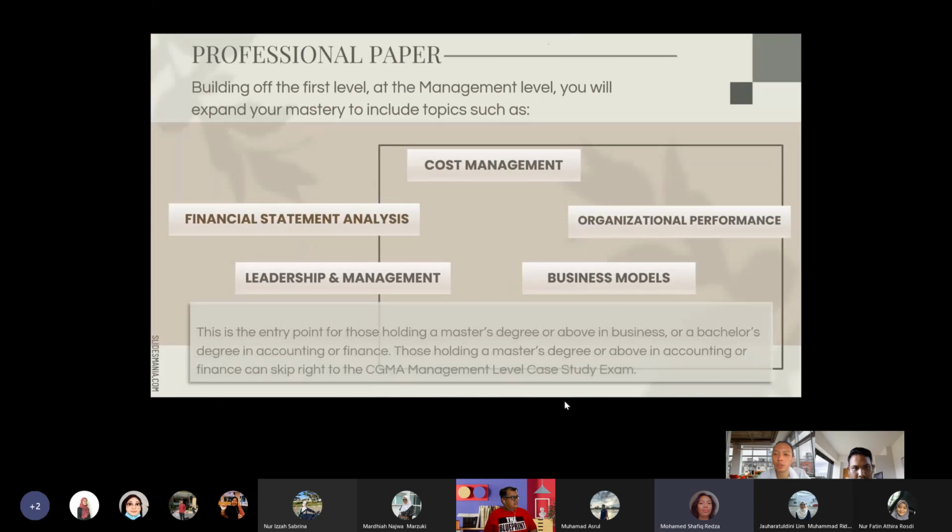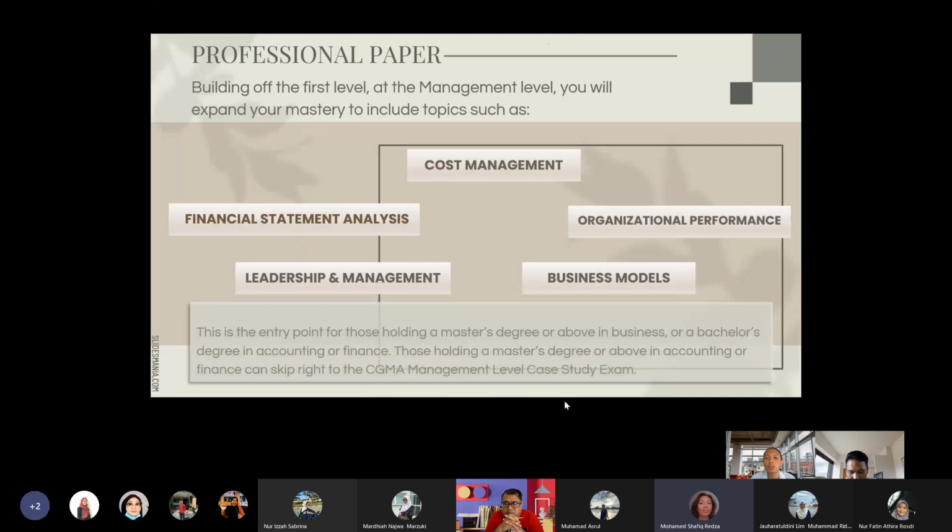For the first level of management, you need to expand your mastery to include topics such as cost management, financial statement analysis, organization performance, leadership and management, and also the business model. These are entry points for those holding a master's degree or above in business, or a bachelor's degree in accounting or finance only.